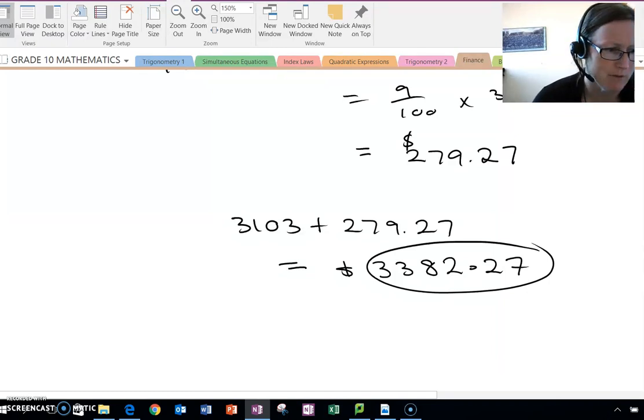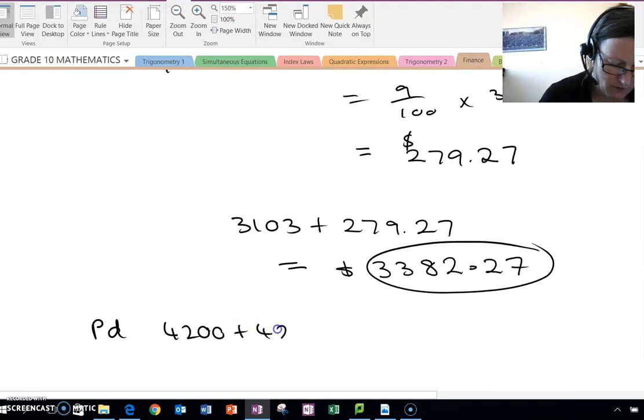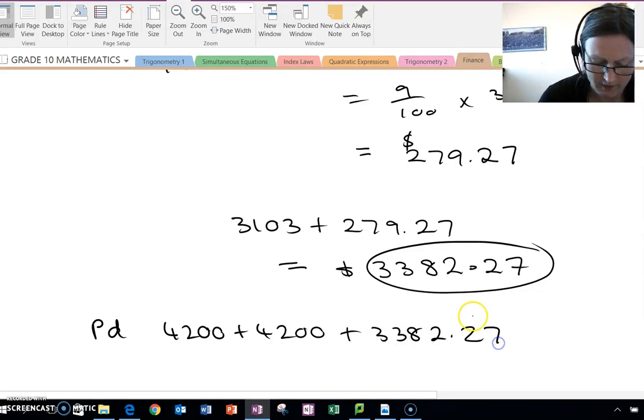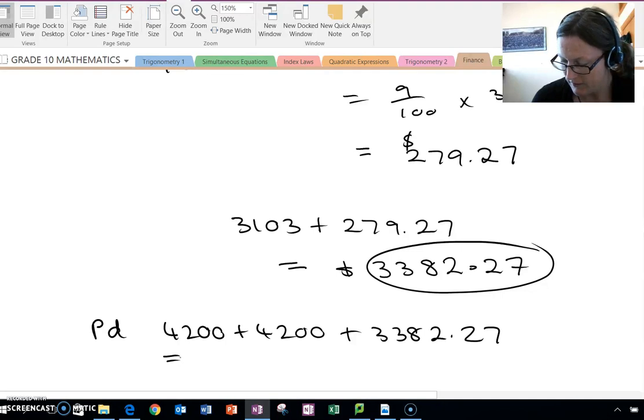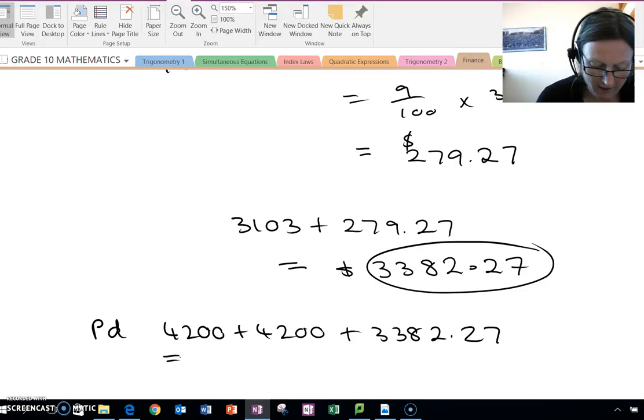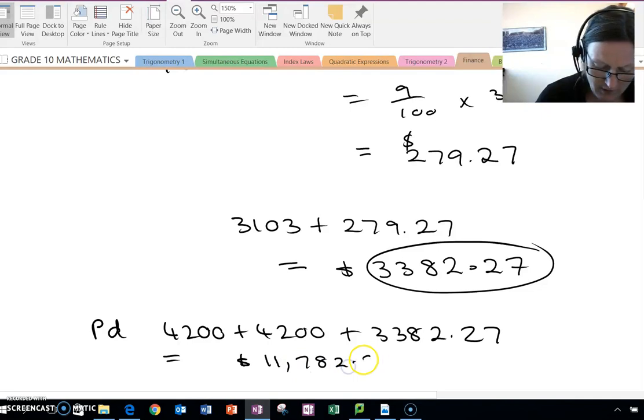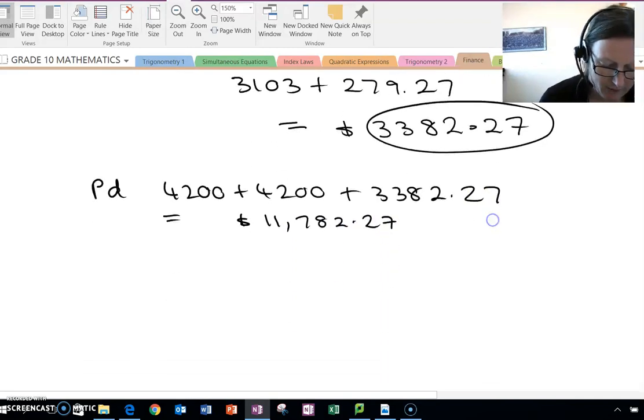Okay, so how much have you paid altogether? So you have paid 4,200 plus 4,200 plus 3,382.27. That's what you've paid altogether. And if we put that into our calculator, you have paid all up $11,782.27. Now remember that your loan initially was for $10,000.